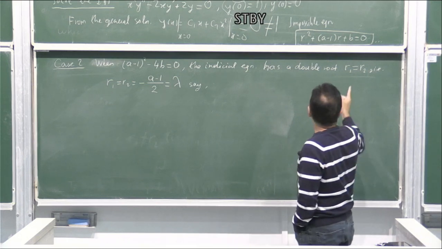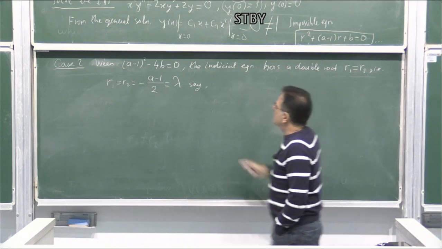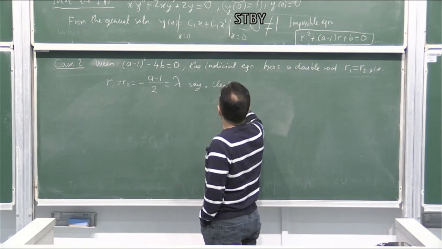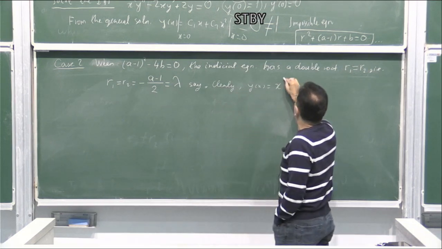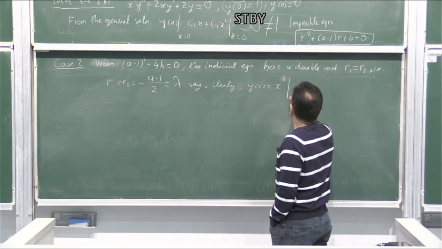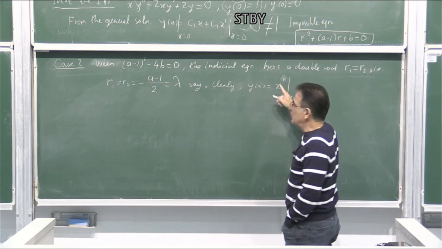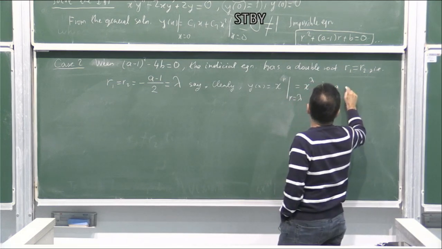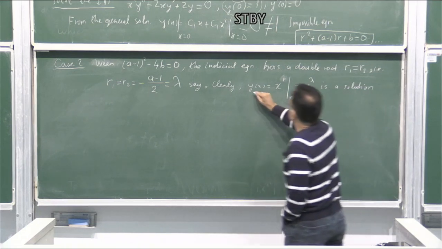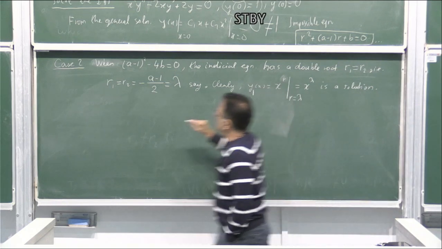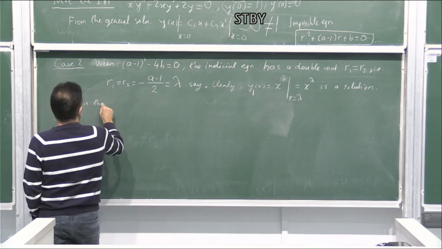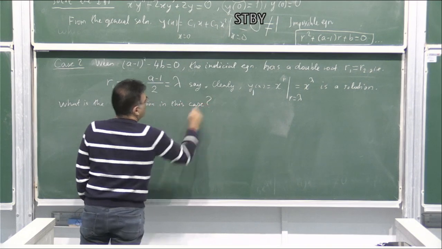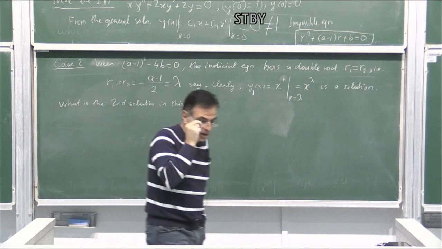Then it has two roots, but they are repeated. Say lambda. So clearly, y of x equals x to the power lambda, or x to the power r when r is lambda. We propose this solution when r is this number. x to the power lambda is a solution, say y1. What about the second solution? In this case, the equation has two independent solutions.